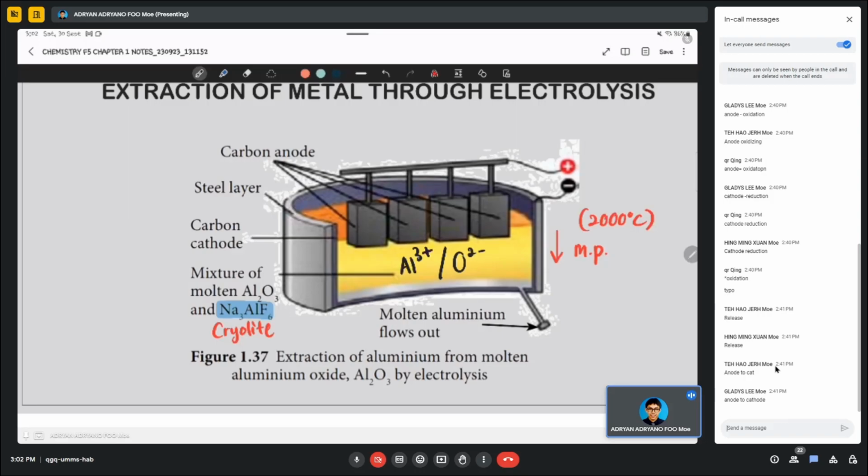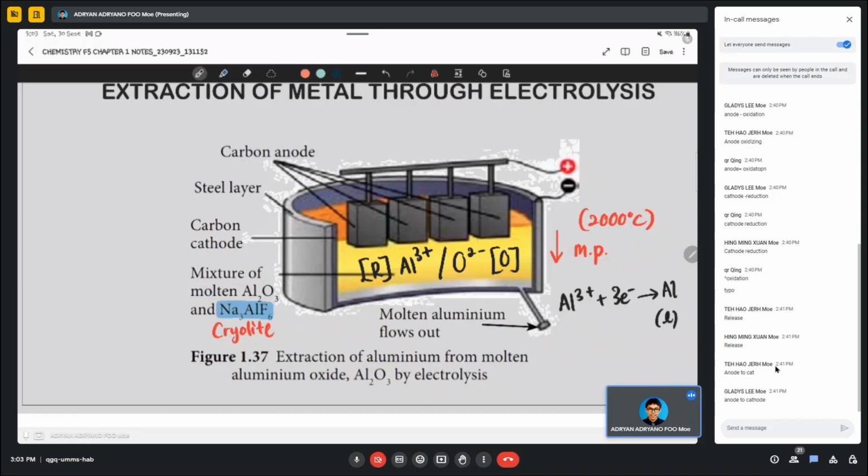So meaning that I already know the positive one will go to the cathode, and it will definitely accept electrons. And oxygen will release electrons, because it is negative. Negative ones usually release electrons to become more stable. Okay, so I know that the oxide ion will undergo oxidation. Al3+ will undergo reduction. Al3+ will accept 3 electrons and become aluminium metal.